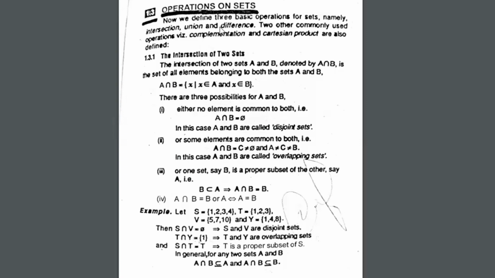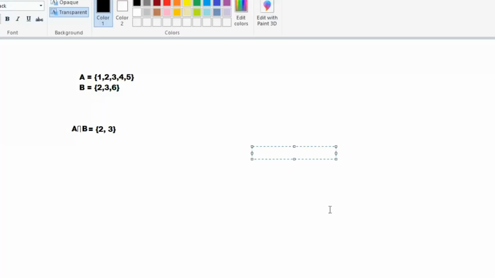For example, we have A equal to {2, 3} and we have B equal to {a, b}. So there is nothing in common. So A intersection B will be equal to the null set.